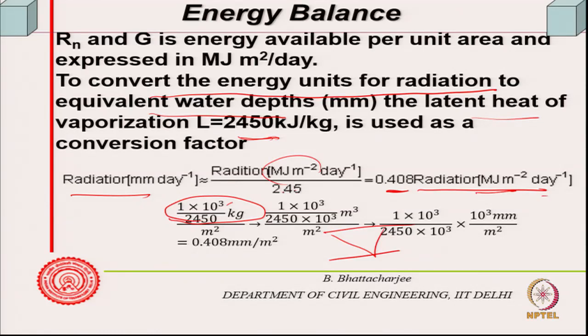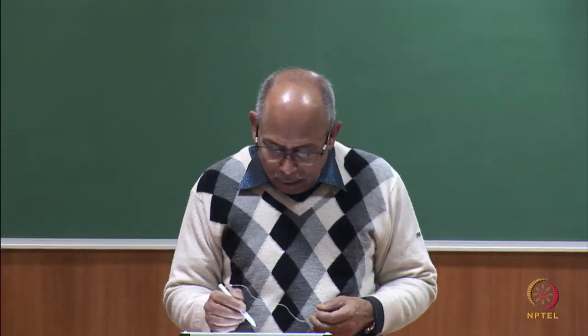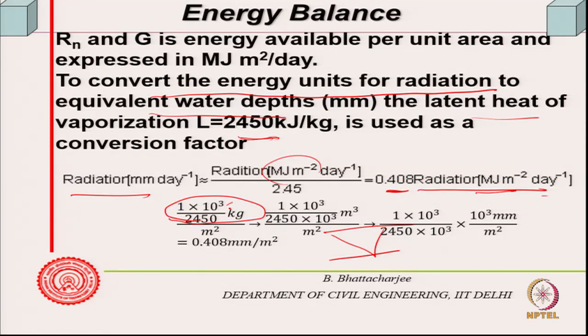So radiation is in megajoules per meter square per day, multiplied by 1000 divided by 2450, that much kg of water or moisture will evaporate. For unit megajoule per meter square per day, this much kg of moisture will evaporate, right. So per meter square, kg per meter square will come per day. Now this multiplied by 10 to the power 3, because I want to convert this into meter; kg divided by 1000 will give me meter cube, because density of water is 1000 kg per meter cube. So this will give me the meter depth of water that would actually be evaporating for the amount of radiation that is coming in per unit radiation.